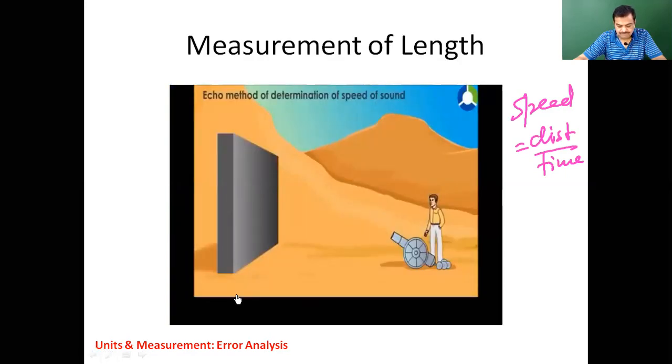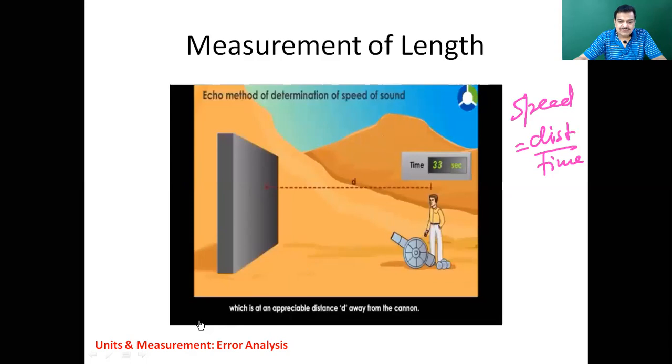Echo method of determination of speed of sound. The echo method can be used for determining the speed of sound in air. A cannon is mounted and fired in front of a vertical cliff, which is at an appreciable distance d away from the cannon.